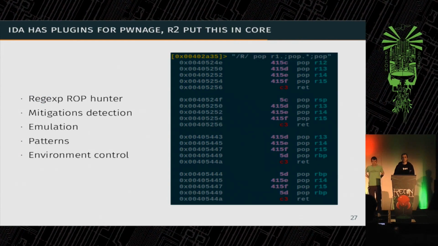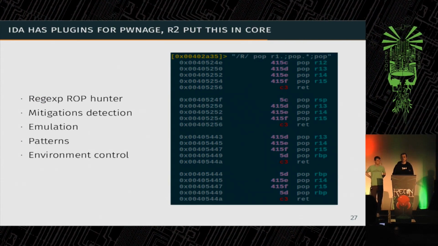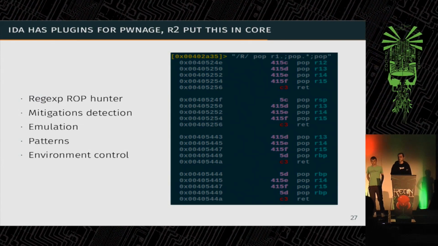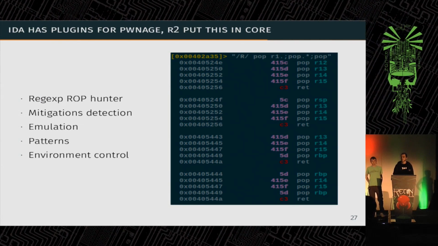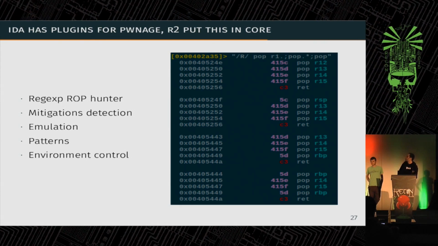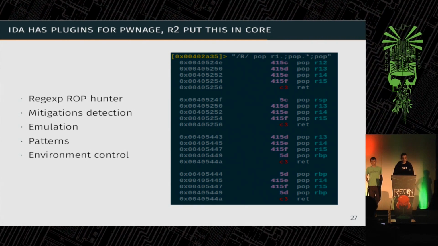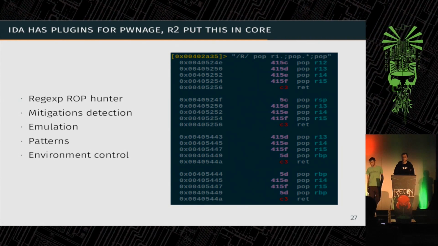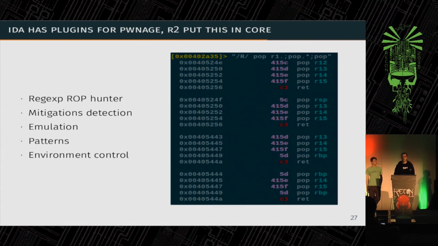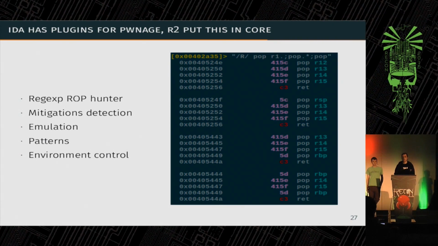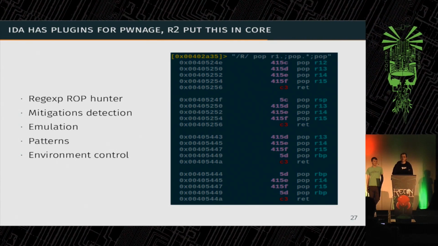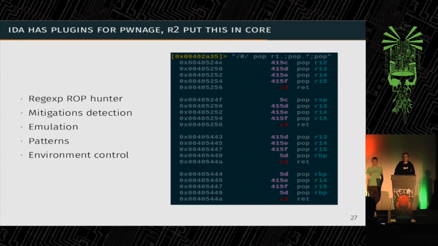There are some cool plugins for IDA to pwn stuff, but in Radare2 it's in core. This is a screenshot of our ROP gadget hunter that works with regular expressions. So I'm looking for pop R1 and 1 character. So it yields pop, pop, pop register. We also do some emulation, as I said previously. We have the pattern, the magic stuff from Metasploit and Mona too. Mitigation detection, environment control with the, what's the name of the tool? With rarun2. And some rahash and rabin stuff.